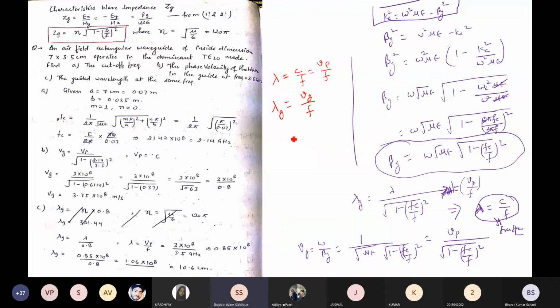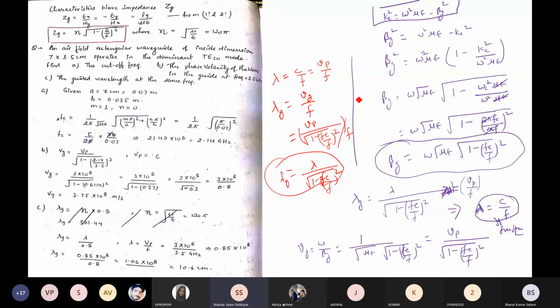And what is that Vg? Vg we have Vp upon square root of 1 minus (fc by f)^2, and the whole divided by f. So Vp by f again can be written as lambda divided by square root of 1 minus (fc by f)^2. That is nothing but this equation lambda g. So that's what we have solved.